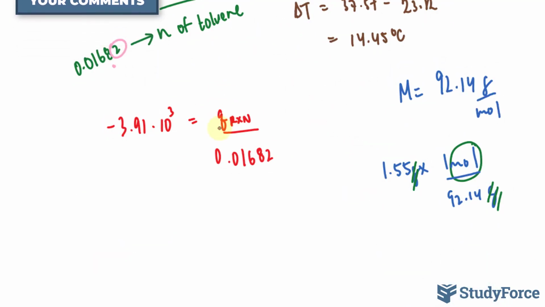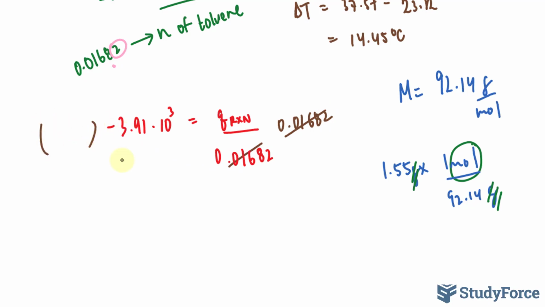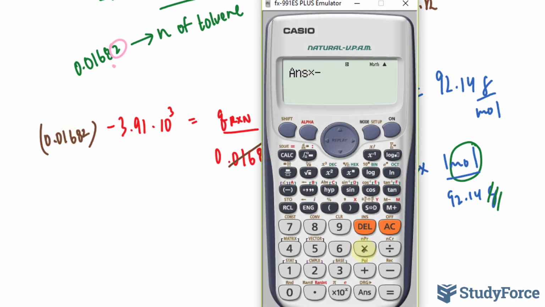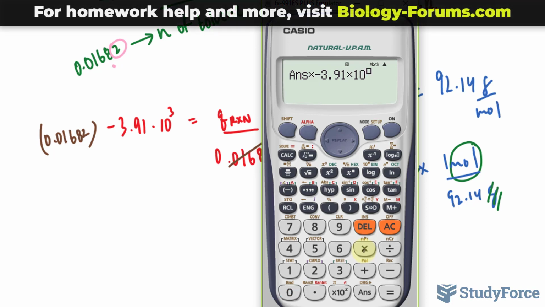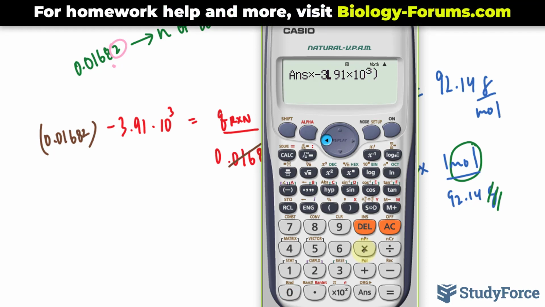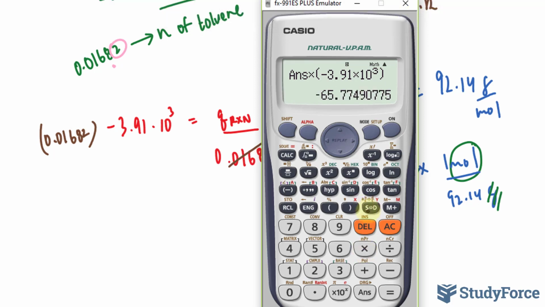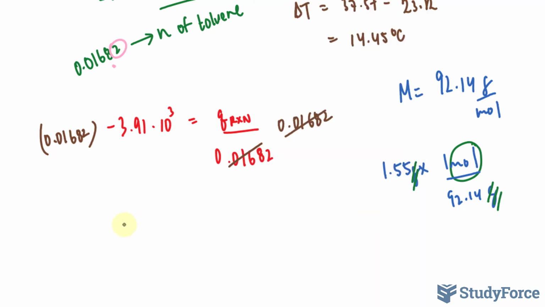To solve for QRXN, I multiply both sides by this number. Watch what happens. Algebraically, this goes away. And over here, we multiply it by negative 3.91 times 10 to the power of 3. The number on our screen times negative 3.91 times 10 to the power of 3. I'm going to put this in brackets just in case. This leaves us with a QRXN of negative 65.77, and that's in kilojoules.